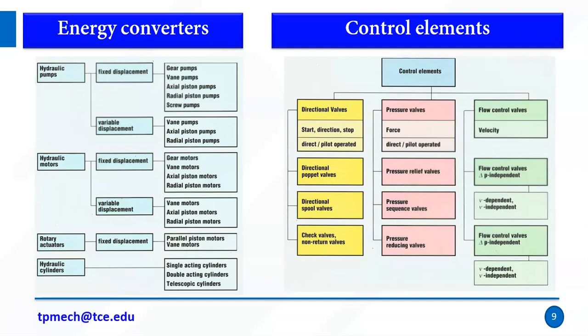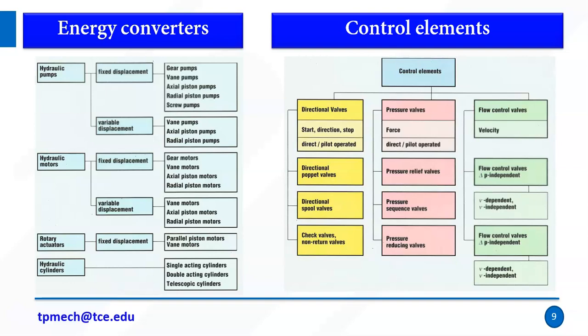Energy converters: it may be the hydraulic pump. It may have two types, fixed displacement and variable displacement. In fixed displacement, we have many types like gear, vane, axial, radial and screw. Similarly, in variable displacement, we have vane, axial and radial piston pumps. Similarly, for hydraulic motors, there are two classifications: fixed displacement and variable displacement. Here we have gear motors, vane motors, axial piston motors and radial piston motors. In variable displacement, vane, axial and then radial. The radial may be fixed displacement or variable.